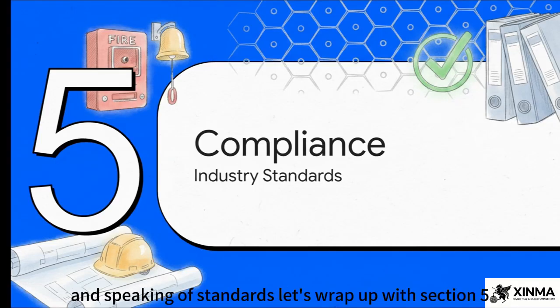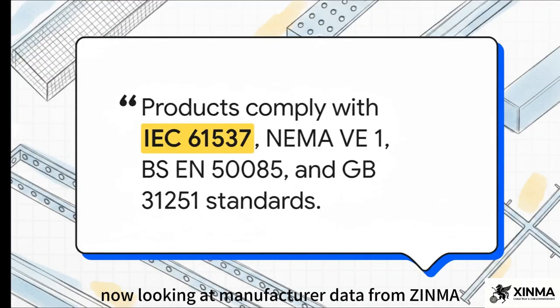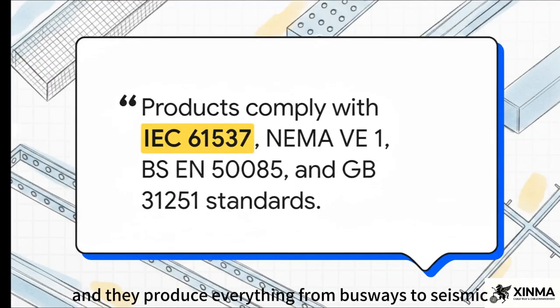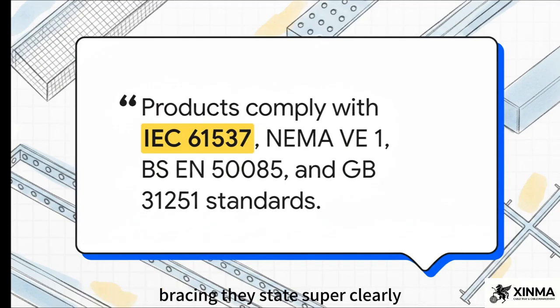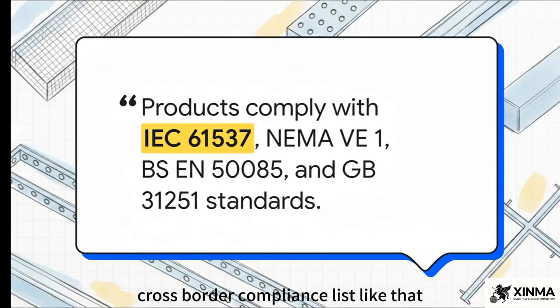And speaking of standards, let's wrap up with Section 5, Industry Compliance Summary. Now, looking at manufacturer data from Xinma, and they produce everything from busways to seismic bracing, they state super clearly that their solutions comply with IEC 61537, NEMA VE, BS EN 50085, and GB 31251. Seeing a rigorous cross-border compliance list like that is exactly what we as engineers need to see to confidently specify a product for global, mission-critical infrastructure. It just gives you that peace of mind.